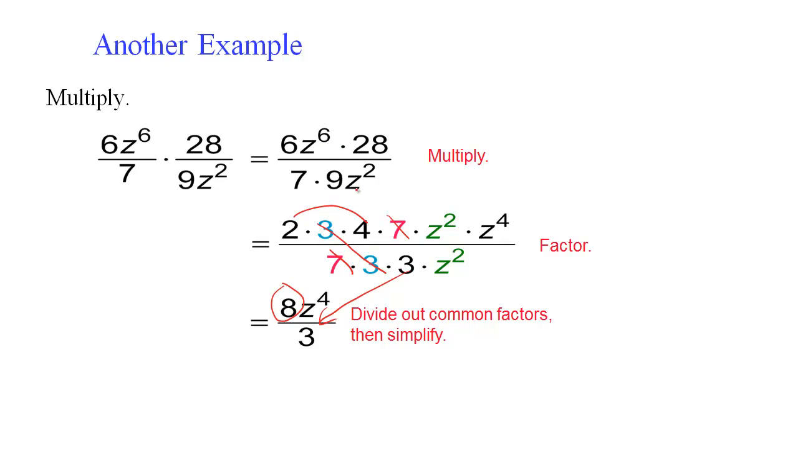With the z to the 6 and the z squared, if you want to do this, this is fine, but once you start to realize how powers work, right, you know that x to the n over x to the m just equals x to the n minus m. The top power minus the bottom power. So 6 minus 2 leaves you with 4 on top.